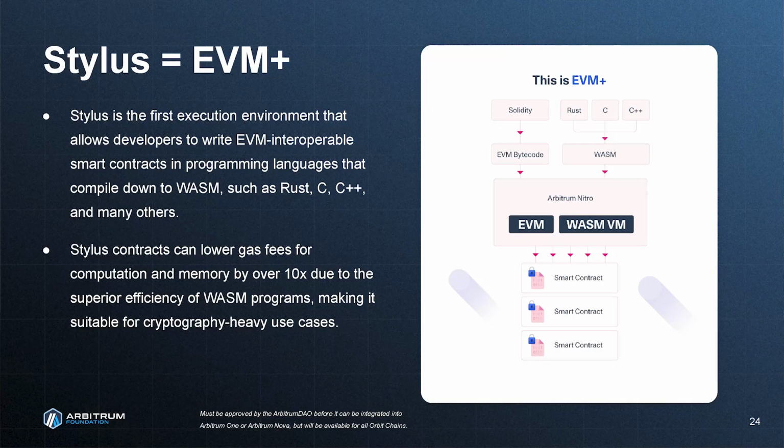The second technology is Stylus. So I just want to ask 2 questions here. Who is a Solidity developer? Raise your hand if you've ever used Solidity. Some people over there. And any Rust developers? Okay, no one likes Stylus then. There's no Rust developers. I'm joking.